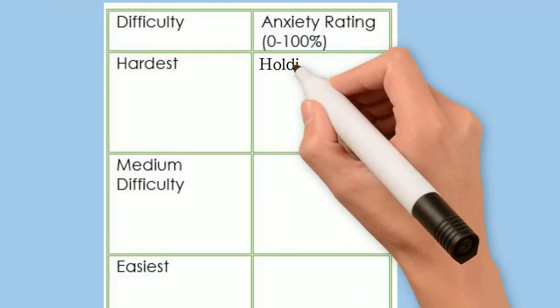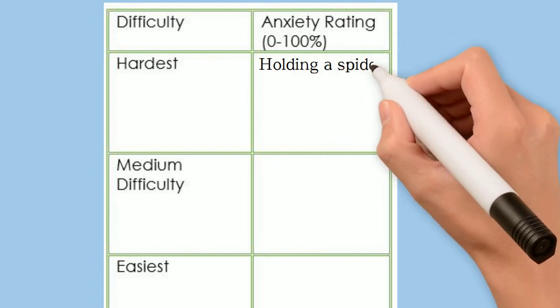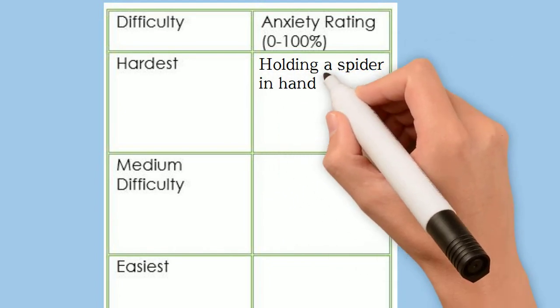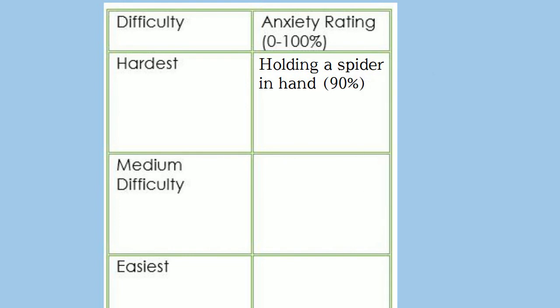If we go back to our spider example, this might be to hold a spider in their hand. They would then rate how anxious that makes them feel, imagining they had to do it right now, with 0% being not at all anxious and 100% being the most anxious they've ever felt. In this case, you can see that the patient has rated this 90% anxiety provoking. They would then break this down into progressively easier steps.